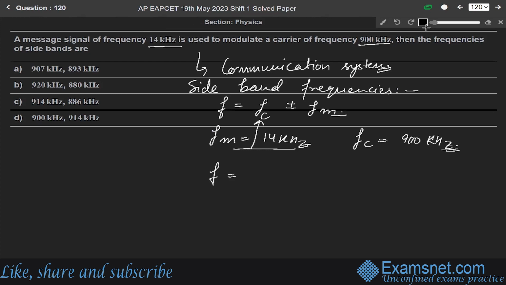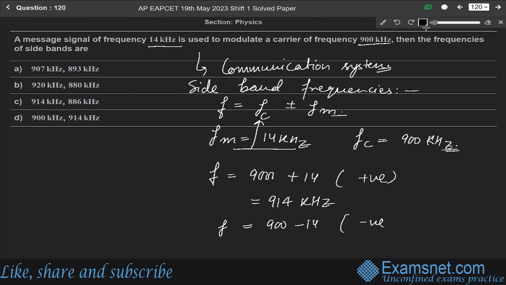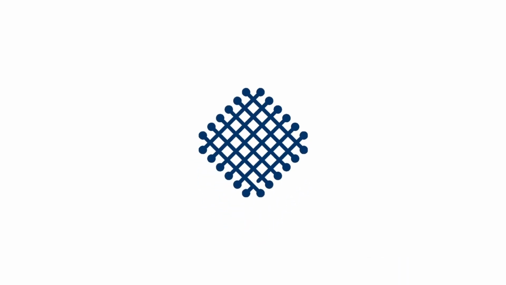So F will be equal to 900 plus 14 when we take the positive sign. So it will be 914 kilohertz. And F will be equal to 900 minus 14 when we take the negative sign. So it will be 886 kilohertz. So our correct answer is option C, 914 kilohertz and 886 kilohertz.